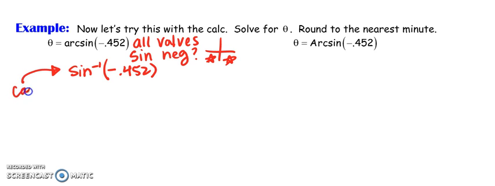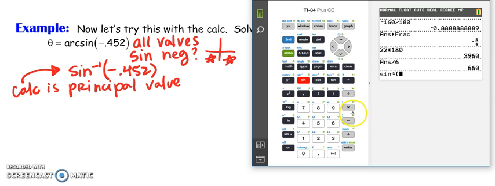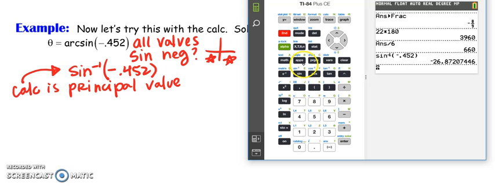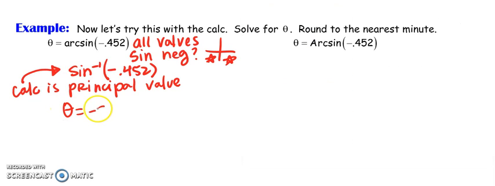Now, when you do the inverse sine of negative 0.452 in the calculator, it's only going to give you a principal value. So let's just jot down calc is principal value. Okay, which is great, but you're going to have to find all the values. So just know that. Okay, so let's go to the calculator. We are going to do inverse sine, negative 0.452. We're going to hit enter. Now, it does say round to the nearest minute, so we are going to smack it with the DMS. So negative 26 degrees, 52 minutes.